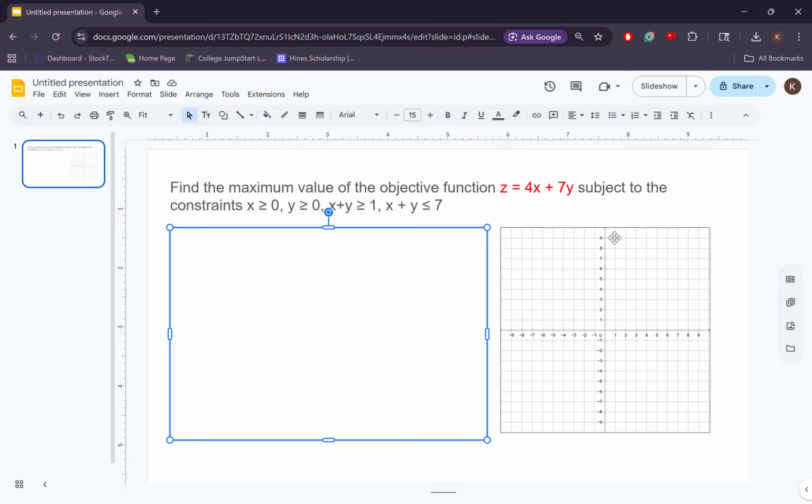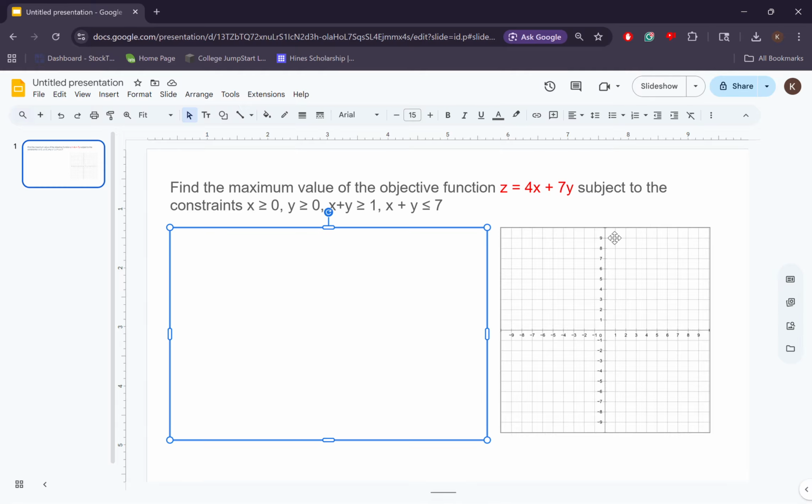Hello, in this video we're going to be finding the maximum value of the objective function z equals 4x plus 7y, subject to the constraints of x being greater than or equal to 0, y being greater than or equal to 0, x plus y being greater than or equal to 1, and x plus y being less than or equal to 7.